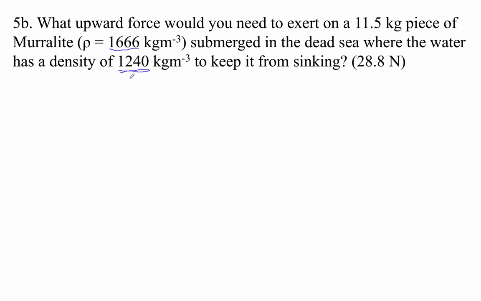Okay, so the first thing I want to do is I really need to know the volume of murrelite that I have here. So density is mass divided by volume. So therefore volume is mass divided by density, right? 11.5 kilograms divided by 1666 kilograms per cubic meter. You'll see the units, the kilograms cancel. 1 over cubic meters is cubic meters, right? So 11.5 divided by 1666. This will be hardly any cubic meters at all.